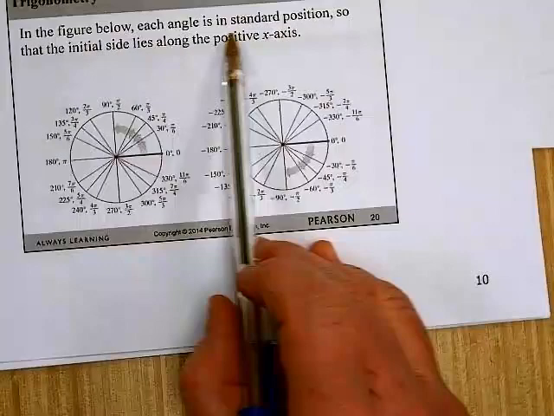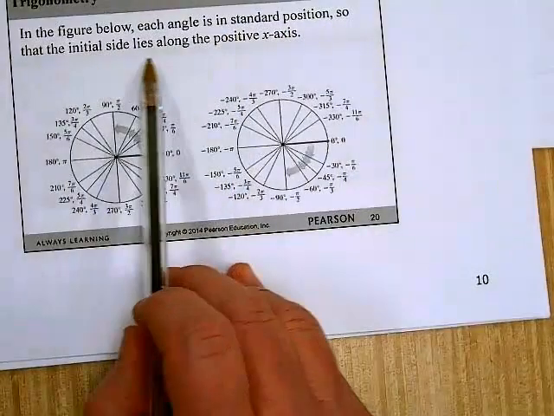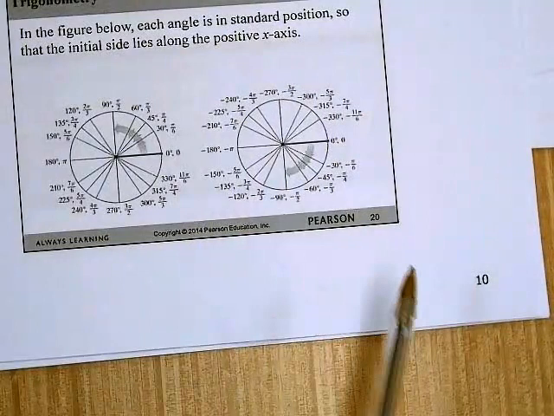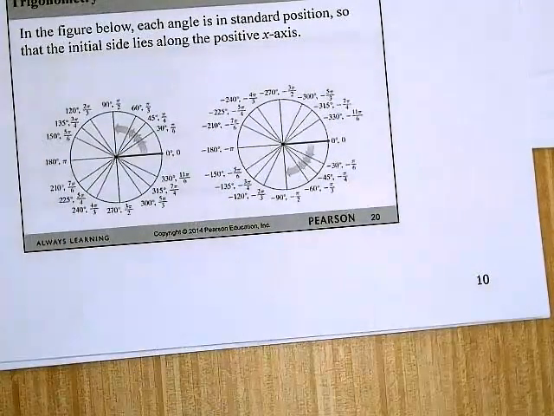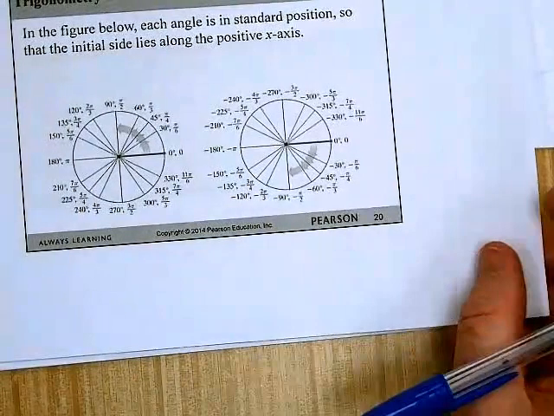In the figure below, each angle is in standard position, so the initial side lies along the positive x-axis. And they're showing you here, these are examples of unit circles as well. You're going to want that in your notes.